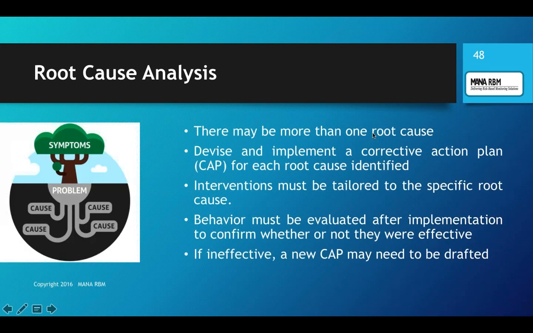And as I said, there could be more than one root cause, but you devise and implement a corrective action plan for each root cause identified. So we separate them as issues so that we tie one root cause to one issue, and that allows us to more finely determine whether those have been corrected. So you want that intervention to be tailored to the specific root cause.